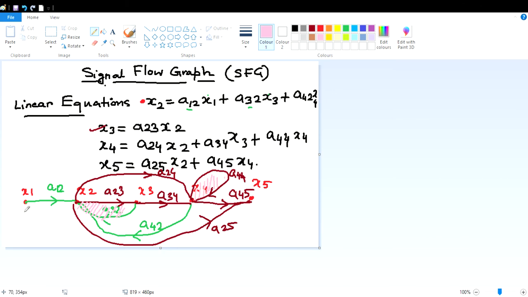In this way, we can identify these, and if we know Mason's gain formula, we can reduce the overall system and get the overall gain of the system. Understood? So here we learned how we can draw the signal flow graph if some linear equations are given, and we discussed a few terminologies of signal flow graph.